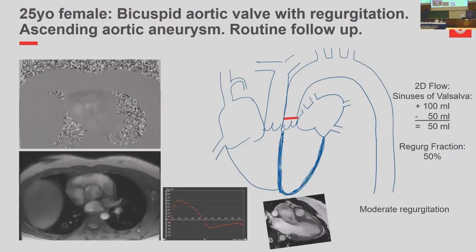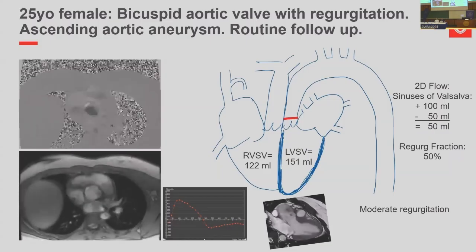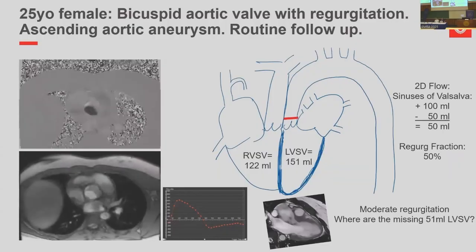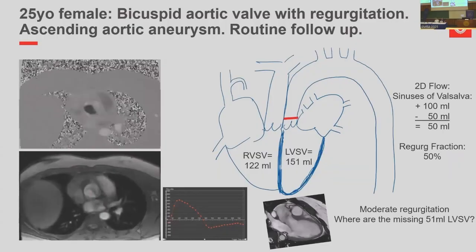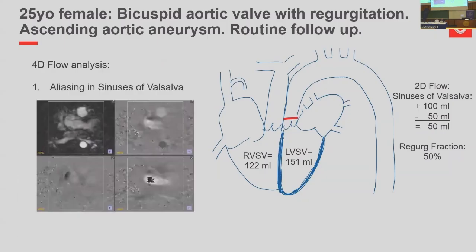However, the left ventricular stroke volume was measured at 150 milliliters. Where are the missing 50 milliliters of blood? Let's check the 4D flow. Unfortunately, there was aliasing in the sinuses of Valsalva due to the flow acceleration due to the mildly stenotic bicuspid valve. That's why we couldn't do the 4D flow measurements in the same plane as the 2D flow measurements.